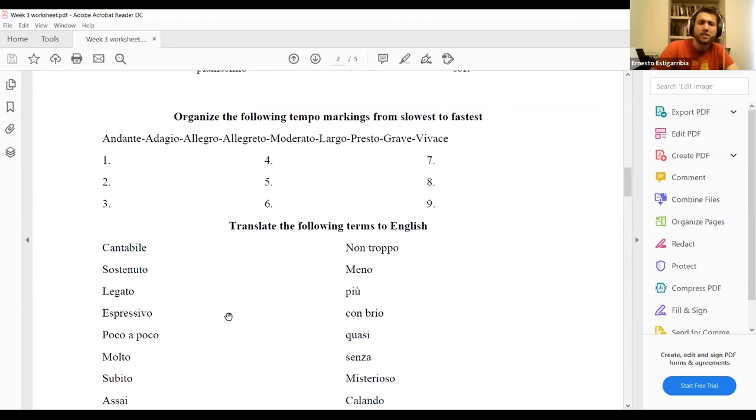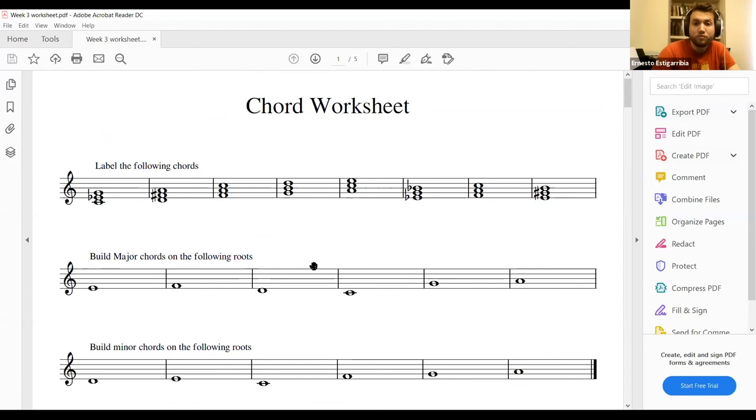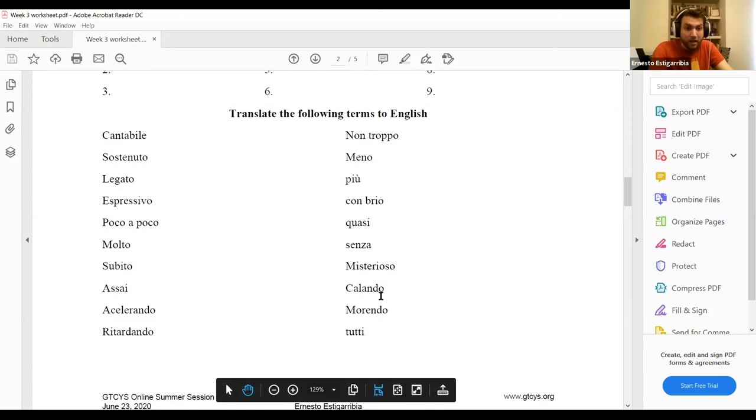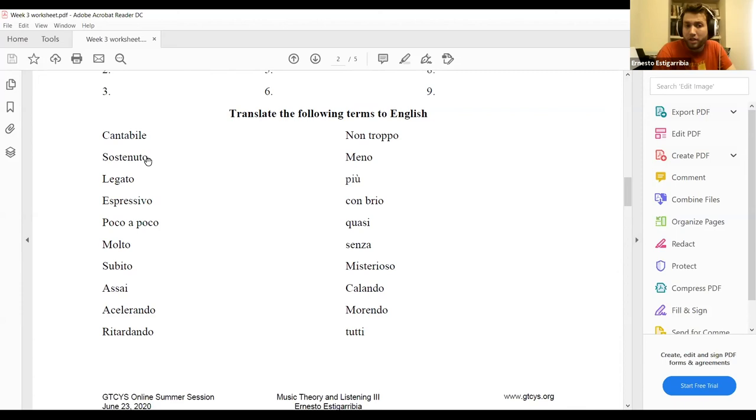And finally, these are terms that we also discussed. Some of them we actually didn't discuss, so I can give you the answer already. So you have to translate this to English. And you are going to encounter these a lot. I can tell you the ones that we didn't discuss, so you can just put it in there. Sostenuto, we didn't discuss. That means sustain. It's very easy to remember. Sostenuto means to sustain. Then we discuss all of these.